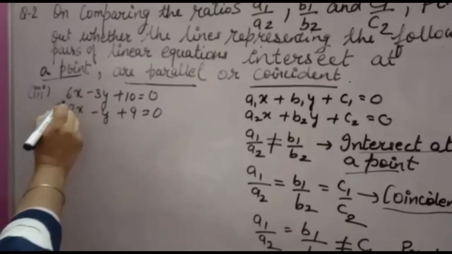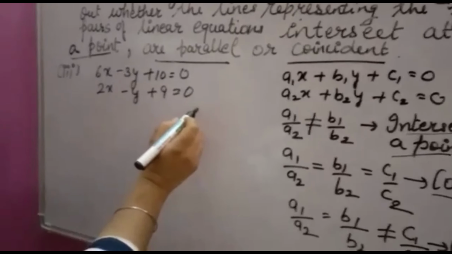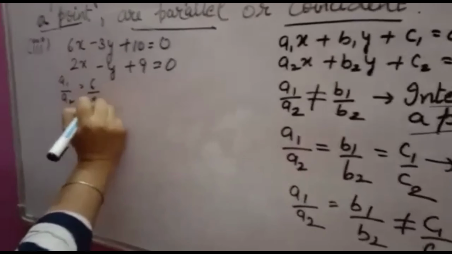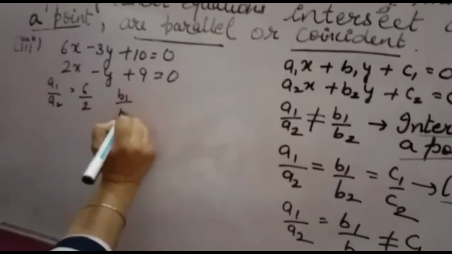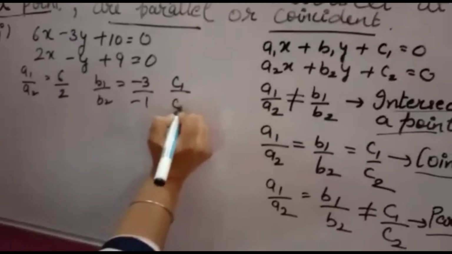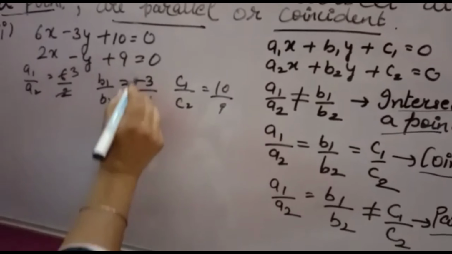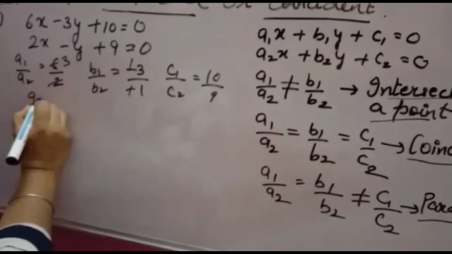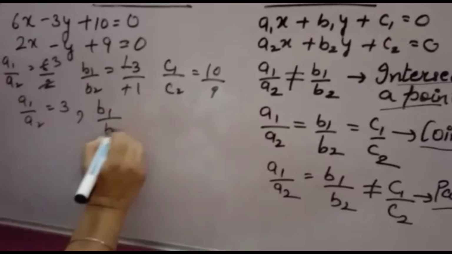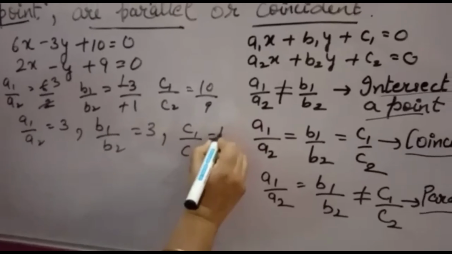Now see the third part, 6x minus 3y plus 10 equal to 0, 2x minus y plus 9 equal to 0. Again a1 by a2 will come 6 over 2, b1 over b2 will come minus 3 over minus 1 and c1 over c2 will come 10 over 9. Now 2 3s are 6, minus minus cancel. So a1 over a2 came 3, b1 over b2 came 3 and c1 over c2 came 10 by 9.